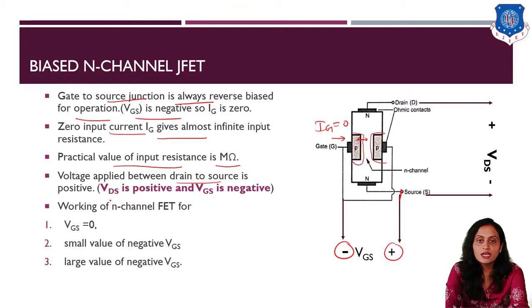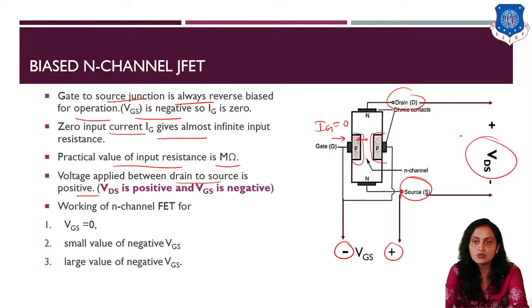Now the voltage applied between drain and source is given as VDS. This is the drain terminal and this is the source terminal, and this voltage is VDS. VGS is negative, VDS is positive here. Now we will see the working of the N-channel JFET. This is how we have applied the biasing. So in short, VDS should be positive, and the gate to source voltage should be such that it reverse biases this PN junction.